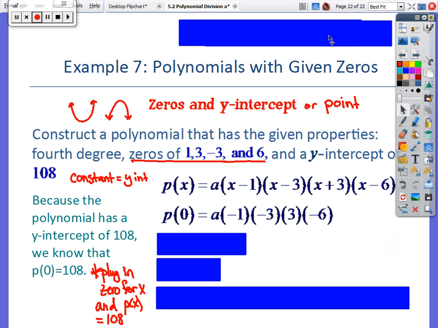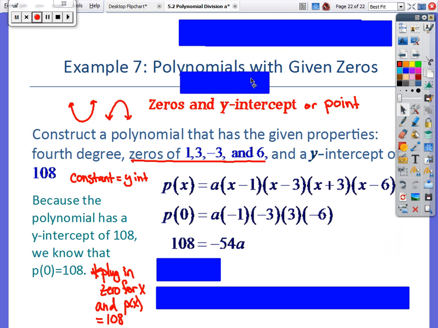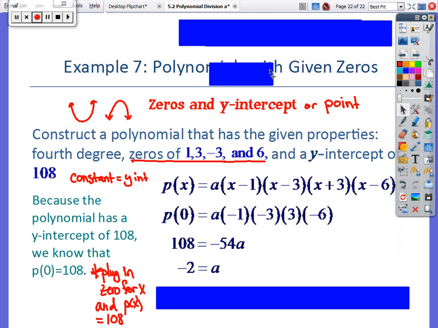We're going to plug in 0. So 0 minus 1 is negative 1. 0 minus 3 is negative 3. 0 plus 3 is 3. 0 minus 6 is negative 6. Now what I can do is multiply this. This is going to be 108, because when I plug in 0, I should get 108. Negative 1 times negative 3 is 3. 3 times 3 is 9. 9 times negative 6 is negative 54. Now simply divide both sides by negative 54, and you get your A as negative 2.